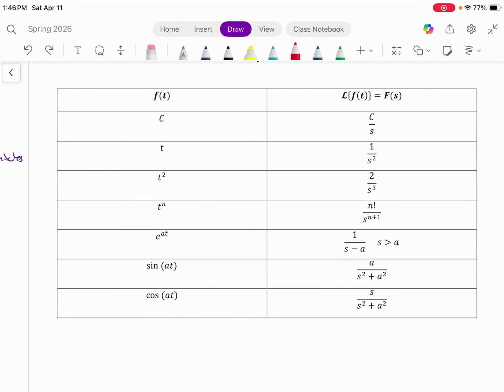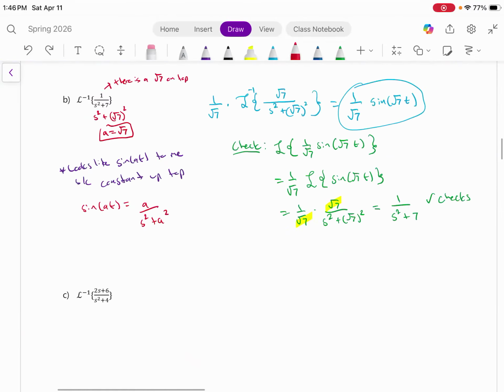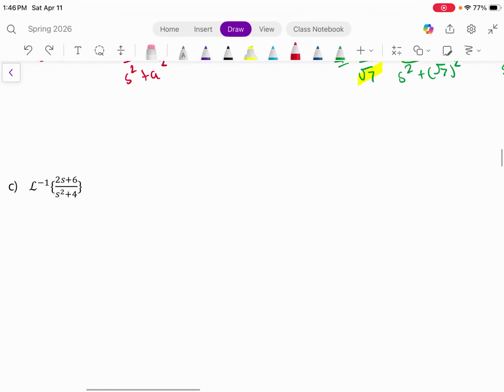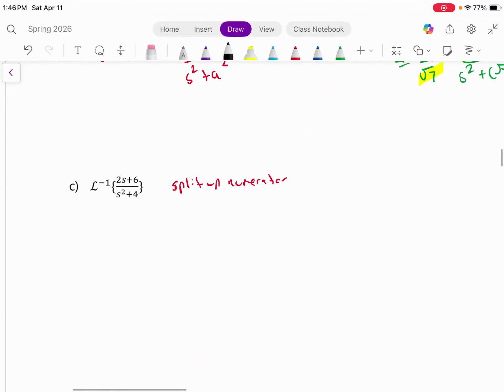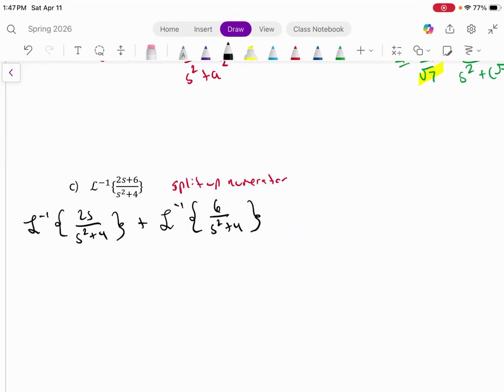But what we could do here is actually split up the numerator. So what this would turn into is the inverse Laplace of 2s over s squared plus 4 plus the inverse Laplace of 6 over s squared plus 4. Okay, so now these look a little more familiar to what I could find in my table.